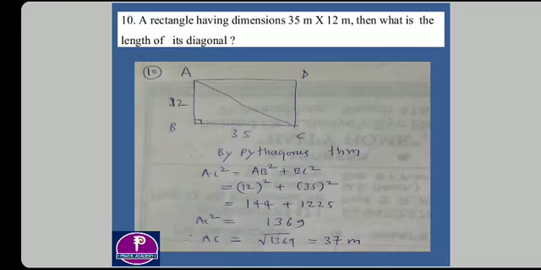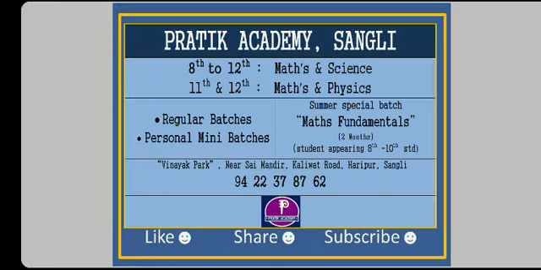So rectangle having dimensions 35 by 12 meter are given. What is the length of diagonal? So length of two sides are given. We have to find out diagonal. Just apply Pythagoras theorem. We get AC as 37 meter.